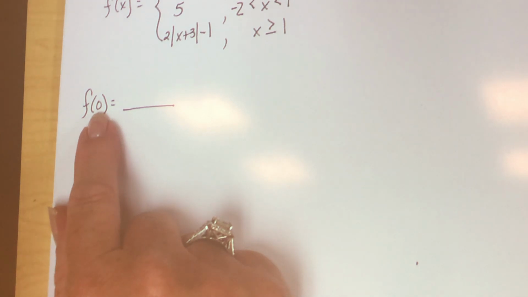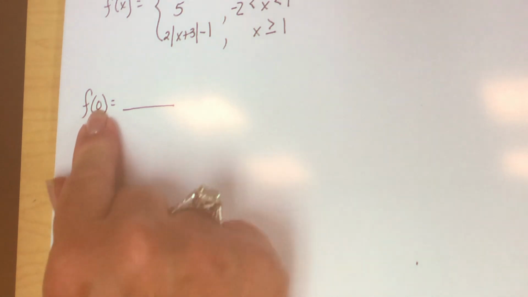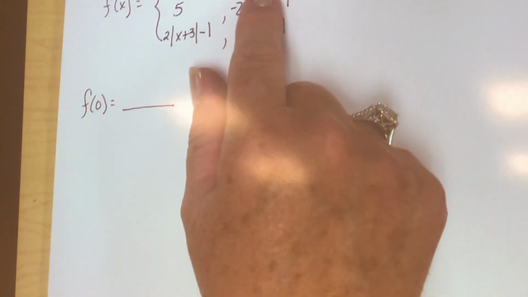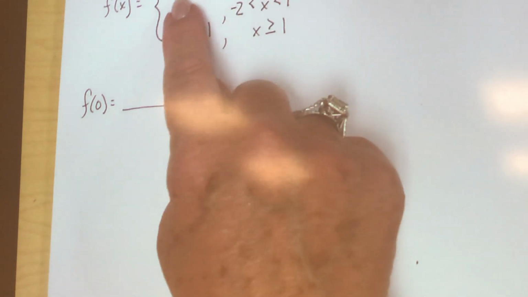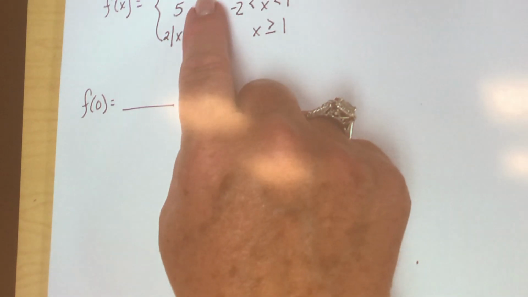Oh, no. Okay, let's think about this. Is this my X? Yeah. Okay, so X. Is 0 less than or equal to -2? No. No, so you're not going to use this equation, are you? You see what I'm saying?